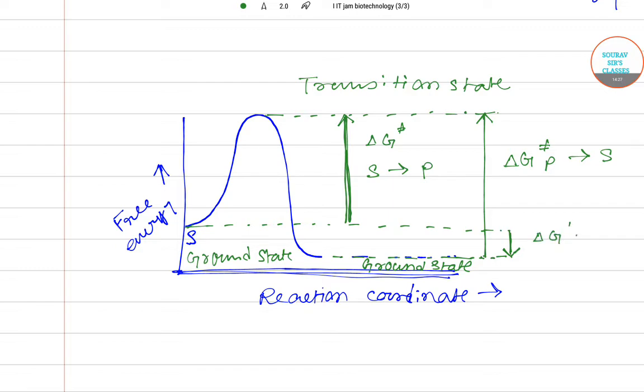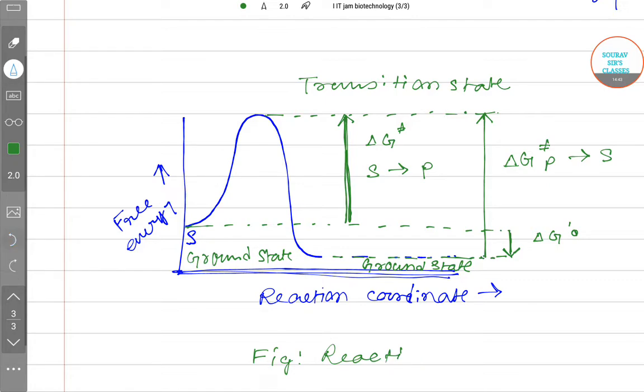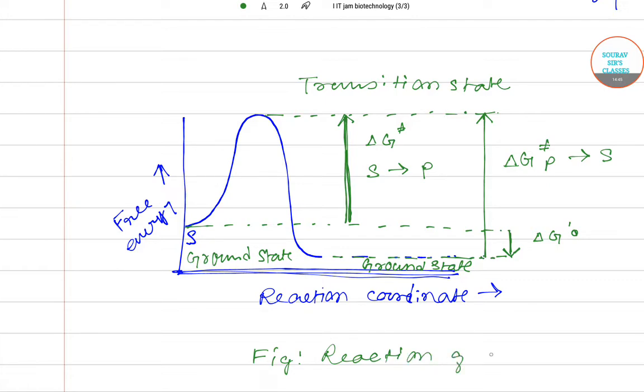Okay, so this is the reaction coordinate diagram. This is the figure of the reaction coordinate diagram.